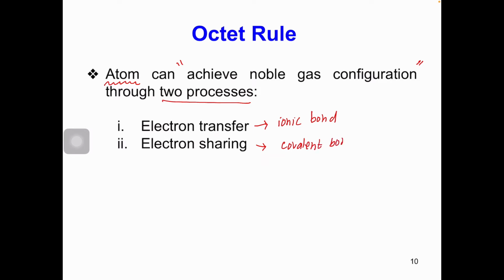Perkongsian elektron. Perkongsian maksudnya A bagi satu, B bagi satu, then they share. Kalau electron transfer, A bagi terus kepada B. So A is going to lose electron, whereas B going to gain the electron transferred by A. So kat sini adalah A plus dengan B minus ni melibatkan ionic bond. Okay.